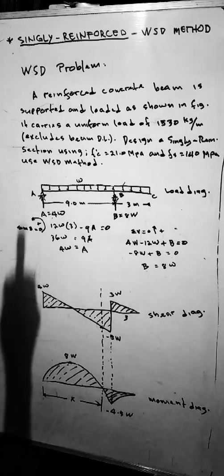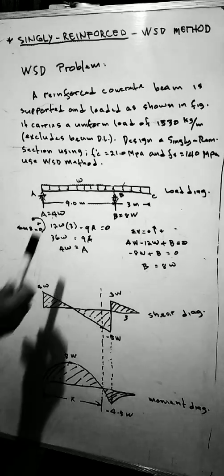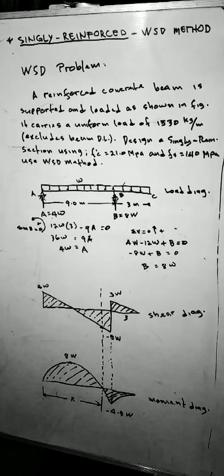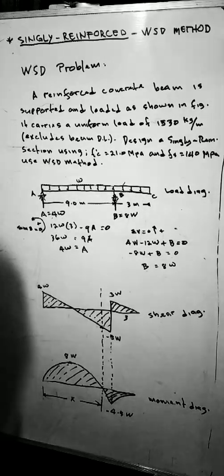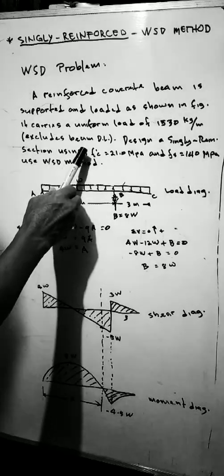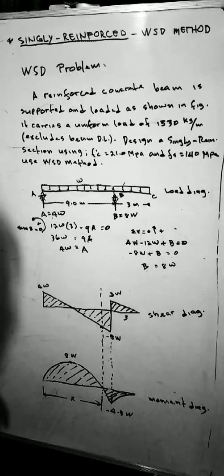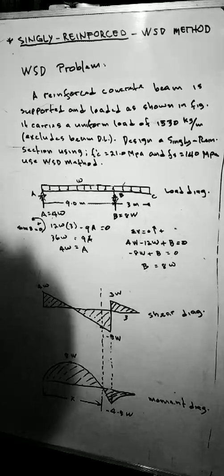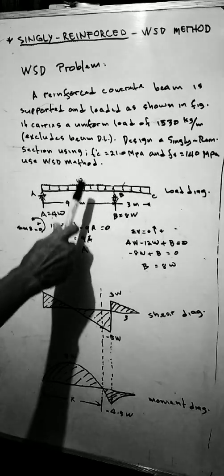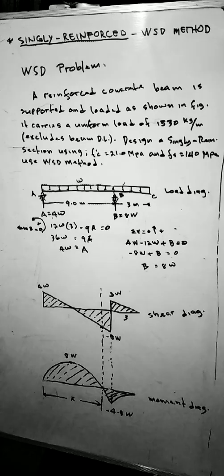The problem: a reinforced concrete beam is supported and loaded as shown in the figure. So this is the figure. It carries a uniform load of 1,530 kg per meter, excluding beam dead load. Meaning, this beam is carrying a load of 1,530 kg per meter. The weight of the building and the weight of the column are not included with this weight.